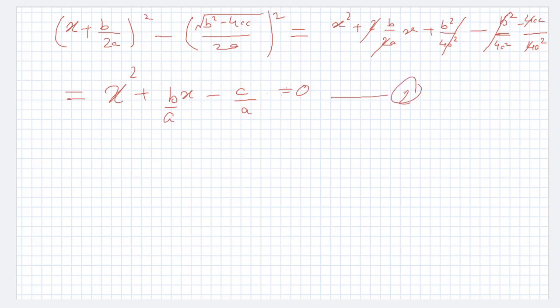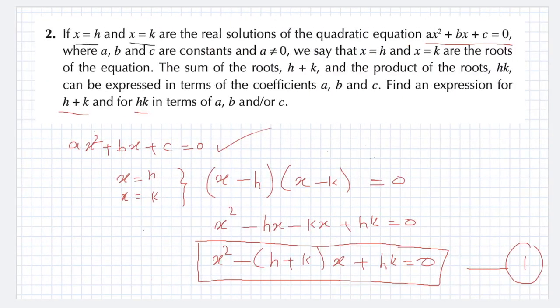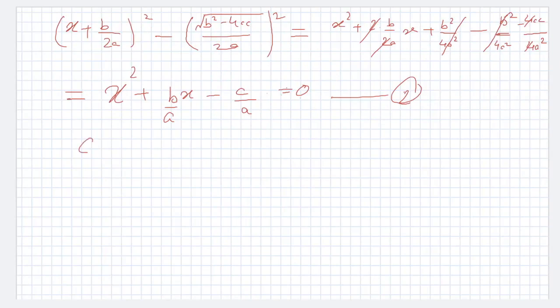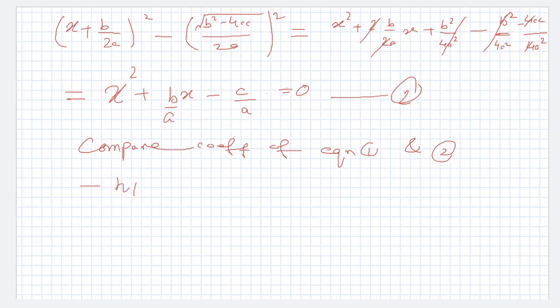And what was my equation 1? My equation 1 was x square minus h plus k x plus hk. So it means I can compare coefficients of equation 1 and 2. So we can see minus h plus k was the coefficient of x in equation 1. So this is equal to b over a. That means h plus k, the sum of the two roots, is equal to minus b over a. So this is a good result I have got.